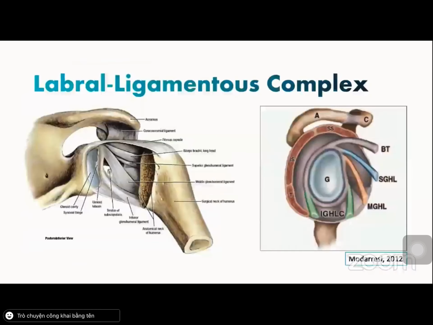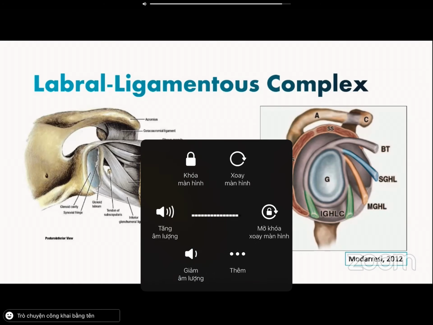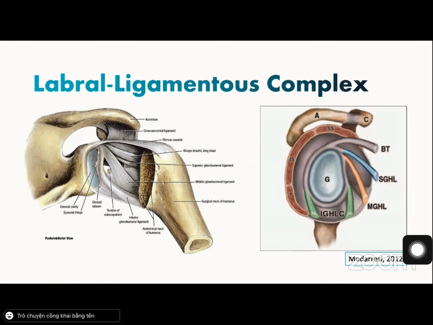If you zoom into the anatomy of the glenohumeral joint, you will notice that there are thickened bands of the joint capsule that form the superior, middle, and inferior glenohumeral ligaments. These ligaments serve as a form of static stabilizers in varying degrees of shoulder internal-external rotation and adduction.